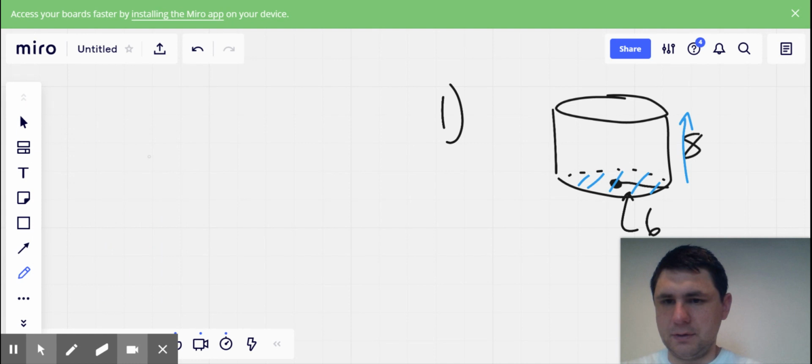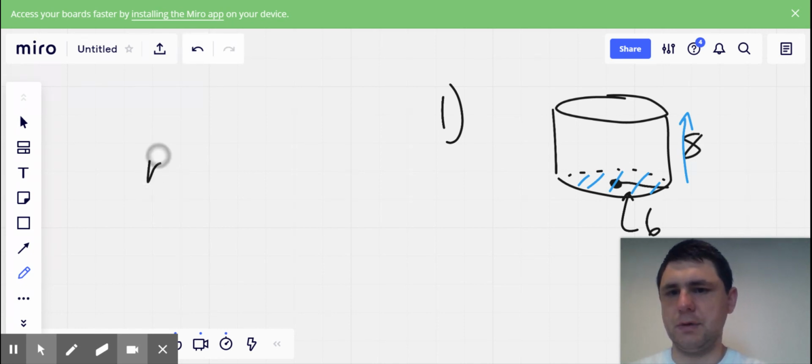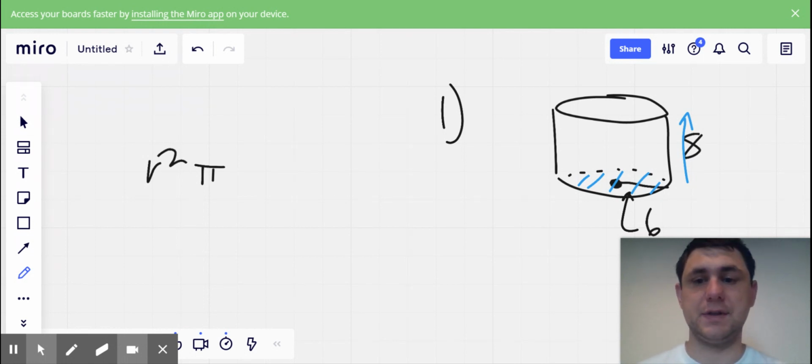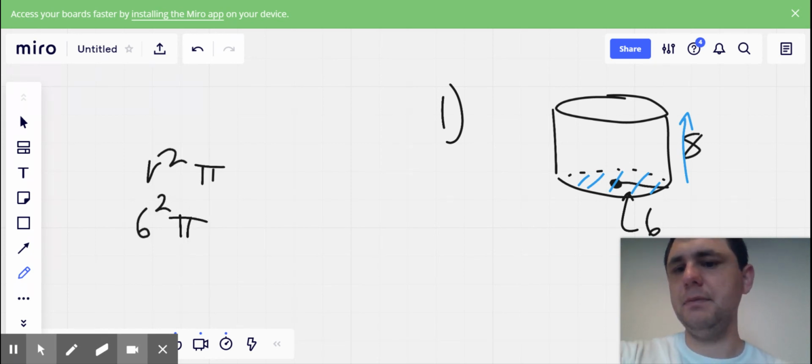So, area of the circle, if you guys remember that formula, that is radius squared, not pi squared, radius squared times pi. So it's all based on the radius. The radius is the distance from the middle of the circle to the outside. Be careful on some of these. It gives you the diameter, which is all the way across the circle. So be watching out for that. So in this case, 6 is our radius. So we've got 6 squared times pi.